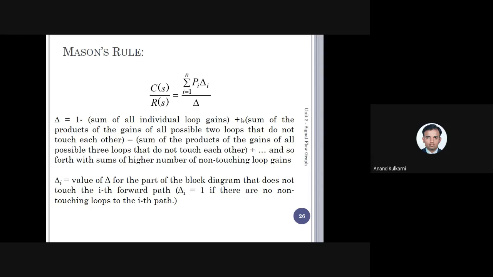When we solve the problem, that time it will be clear. But just note down this. It is the sum of all individual loop gains plus the sum of the product of the gains of all possible two loops that do not touch each other. This is a very important statement.